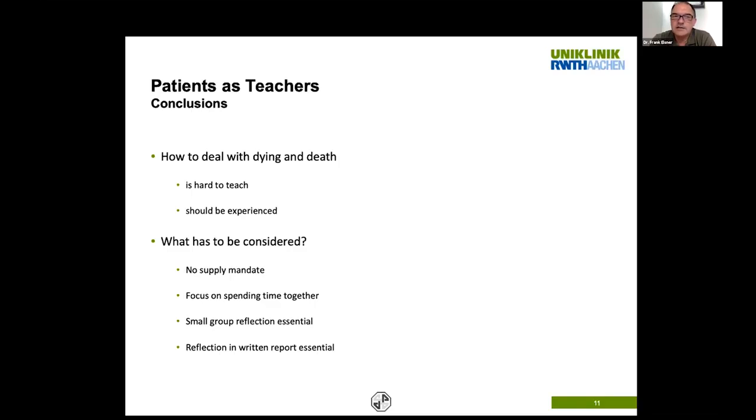And what has to be considered when trying to offer this practical training in your university is that you have to tell both sides that there is no healthcare supply mandate for the student. The focus is only on spending time together, and small group reflection and reflection in the written report, I think, is essential. Thank you.